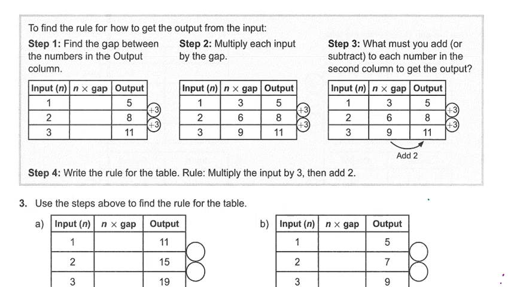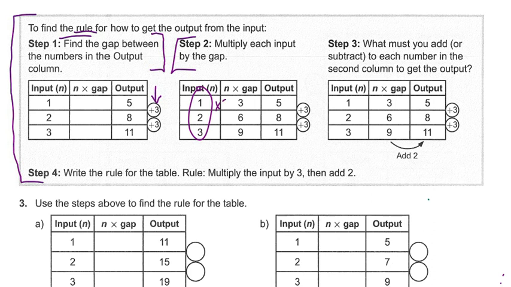So on page 94, it has some instructions, 4 steps to find the rule for how to get the output from the input. So let's look at this table. It says find the gap between the numbers in the output column. So the first step is to find this part. 5, 8, 11, the gap is 3. Step 2, multiply each input by the gap. So we're going to take the inputs right here and go times 3 for each of them. Because the gap was 3, we're going to multiply by 3. So we get 3, 6, 9 as a result.